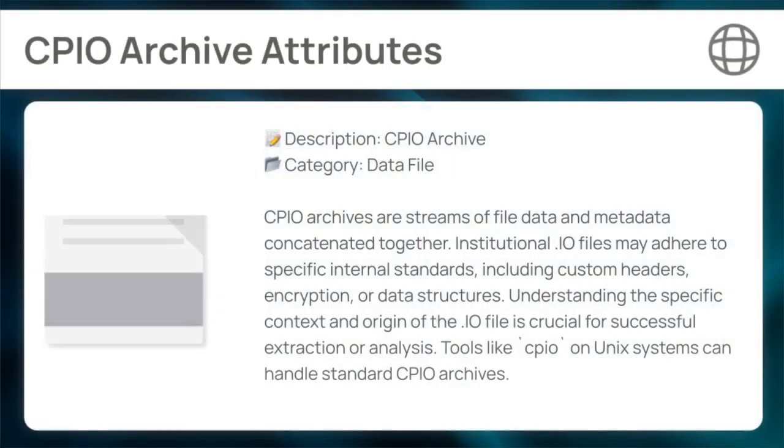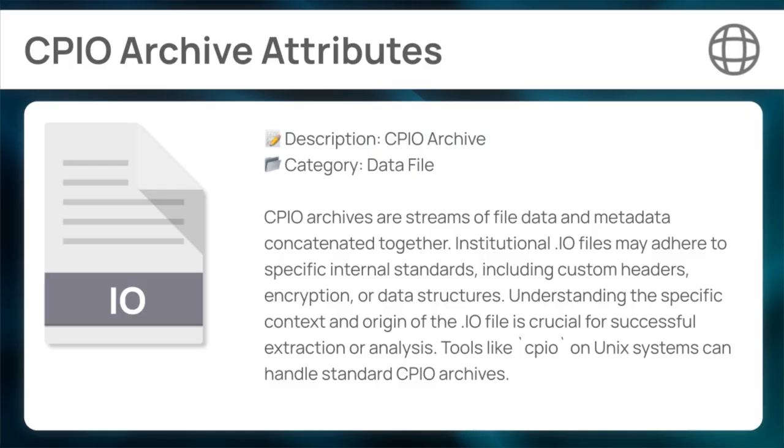CPIO archives are streams of file data and metadata concatenated together. Institutional I/O files may adhere to specific internal standards, including custom headers, encryption, or data structures. Understanding the specific context and origin of the I/O file is crucial for successful extraction or analysis.